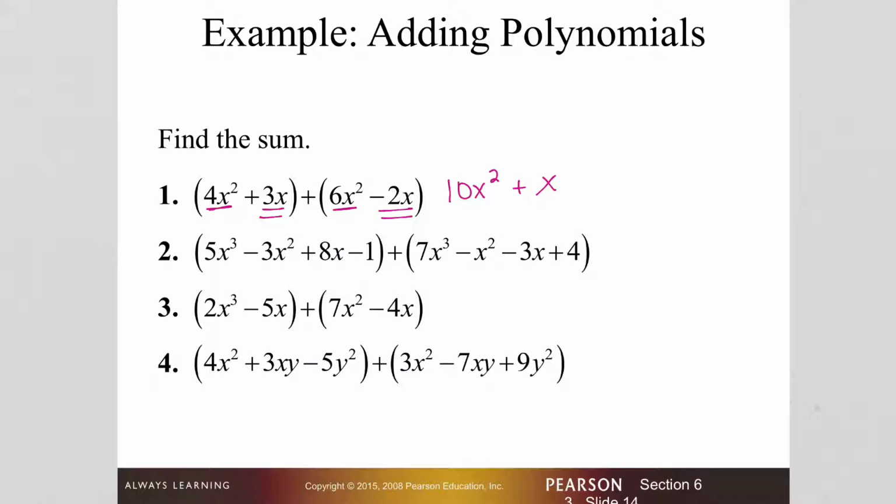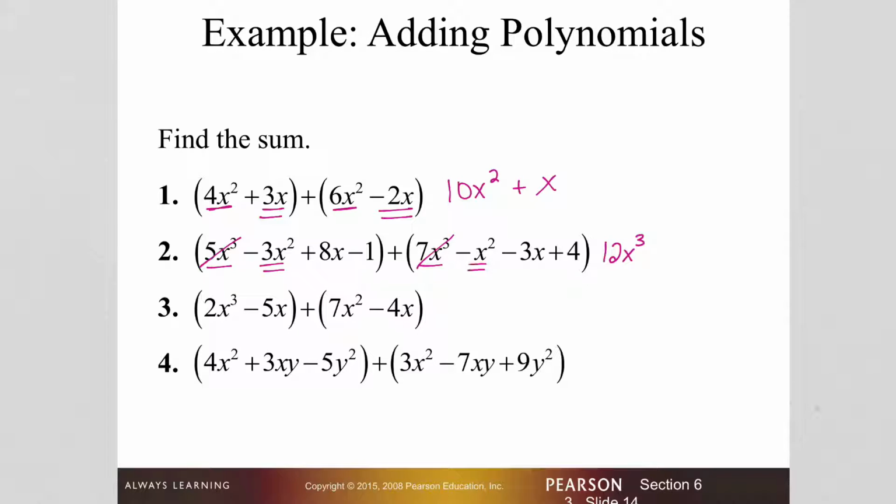Number 2, let's look at that right there. Those are my like terms. 5x cubed plus 7x cubed gives you 12x cubed. Whenever I use them, I'll mark through them. That way I don't accidentally try to use them again.